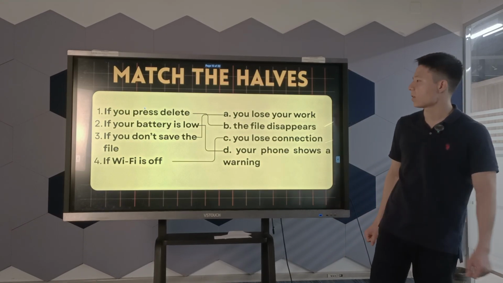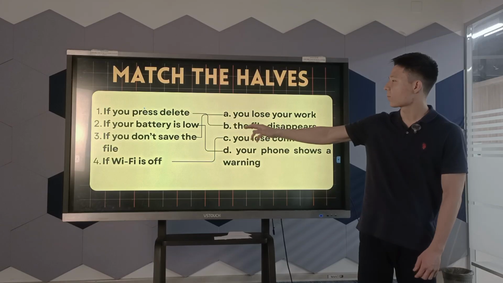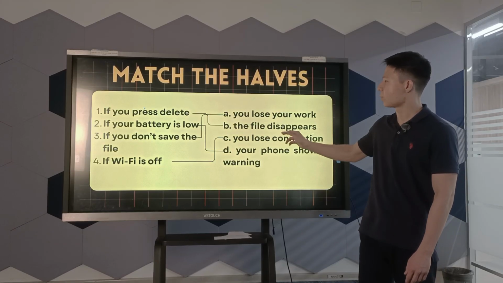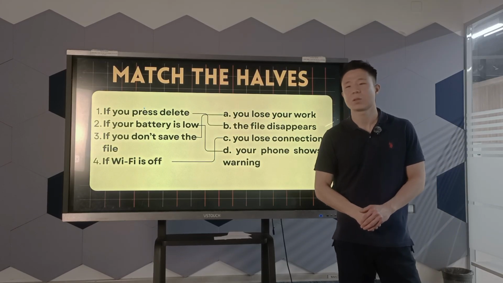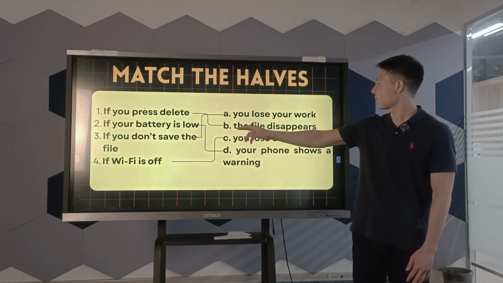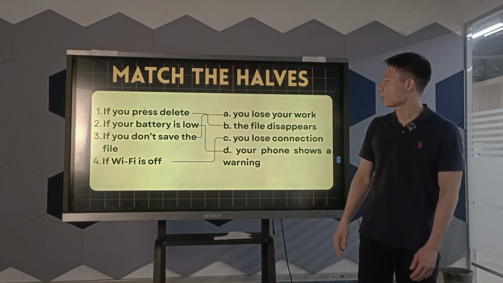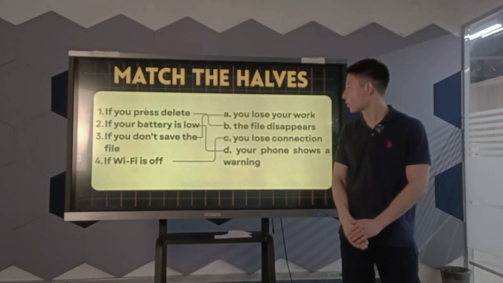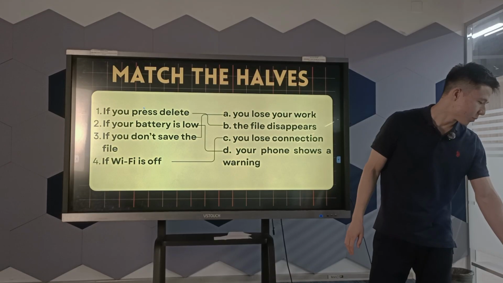So here goes the answer. So the first one is B. If you press delete, the file disappears. Who wants to read the second one? Yeah, Yorana. Okay, you're right. Second one is D. And third one is A, and fourth is C. Let's move on to the next one.